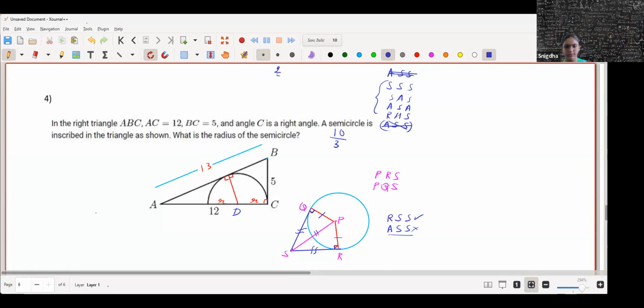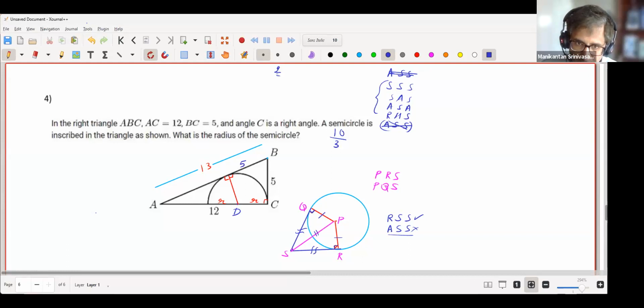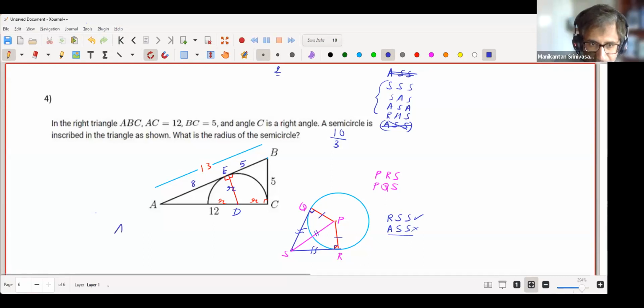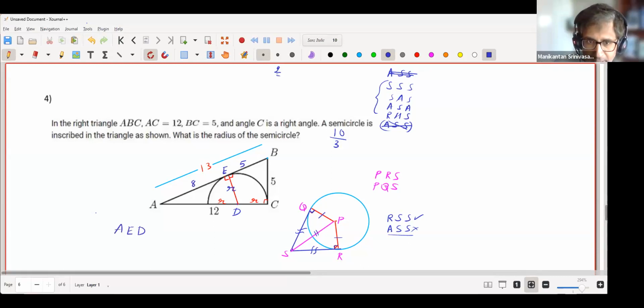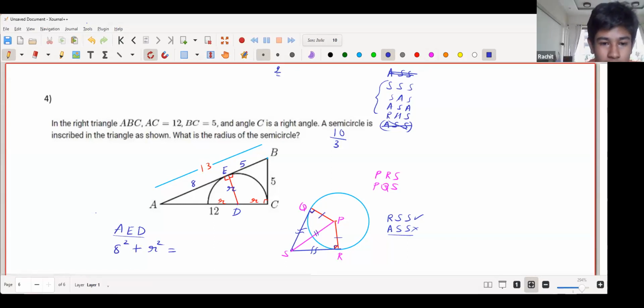Yes. Okay. Therefore, if BC is 5, this also should be 5. And therefore, let's call this point E or something. So if BE is 5, then the rest of it, AE, is 8. Now, in this triangle AED, we can use the Pythagoras theorem, right? So Rachit, you're with me so far, right? So 8 square plus R square becomes the hypotenuse square. So Rachit, can you tell me what AD would be, the hypotenuse? For the triangle AED, it will be 8 square plus R square.